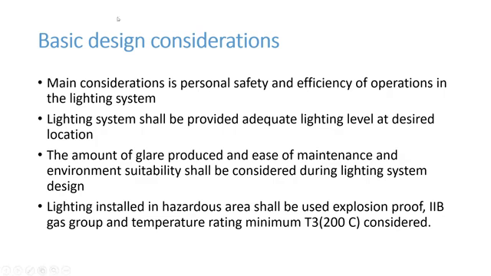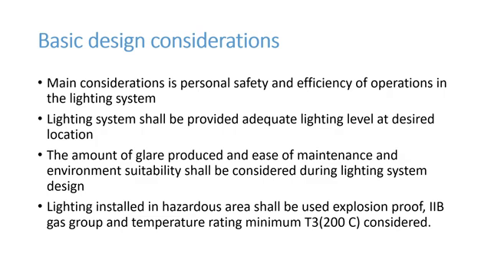First, you start with the basic design consideration. The main consideration is personal safety, which is very important, and the efficiency of the operation of the lighting system. Second, the lighting system shall provide adequate lighting level at the desired location, so our selected lighting system should meet that lighting level requirement. Third, the amount of glare produced, ease of maintenance and environmental suitability shall be considered during the lighting system design. And fourth, lighting installed in a hazardous area shall use explosion proof fittings.